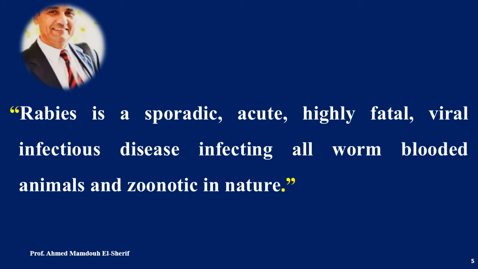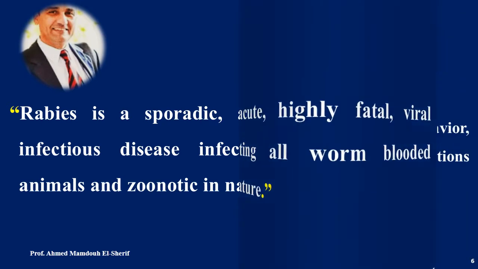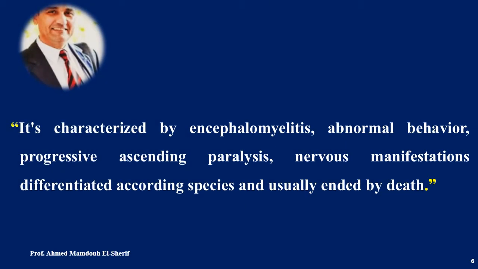Rabies is a sporadic, acute, highly fatal viral infectious disease infecting all warm-blooded animals and zoonotic in nature. Rabies disease is generally characterized by encephalomyelitis, abnormal behavior, progressive ascending paralysis, and nervous manifestations differentiated according to species, and usually ended by death.